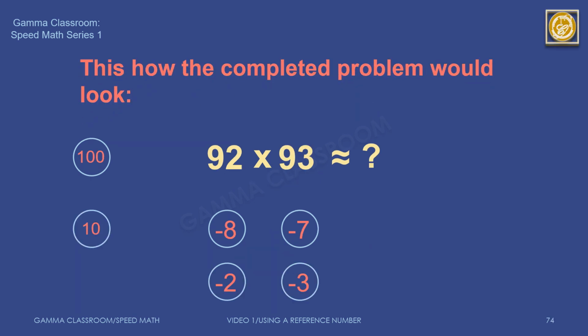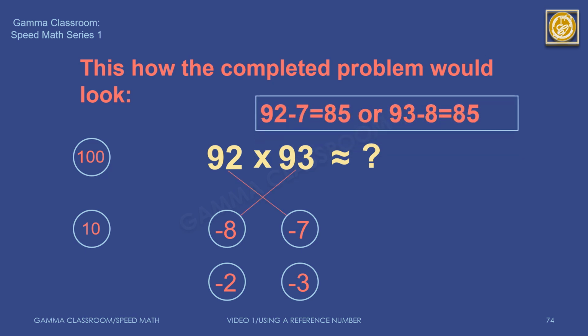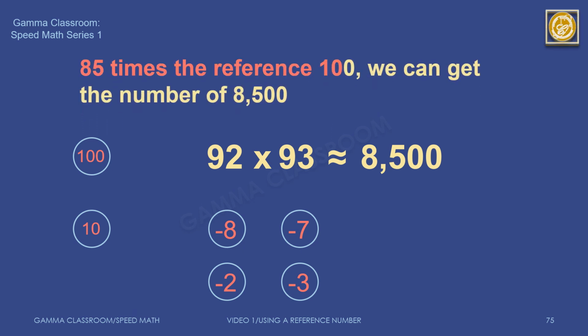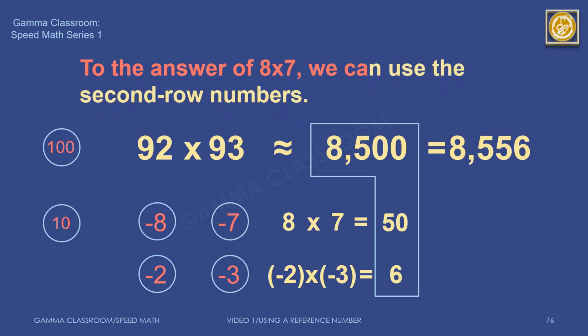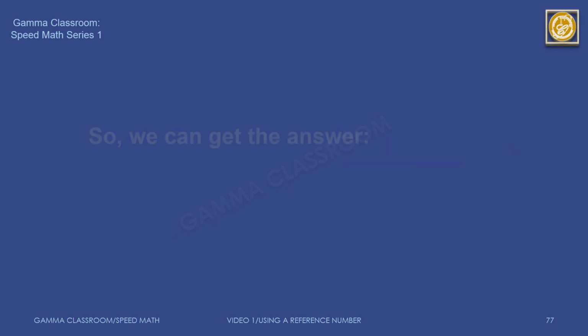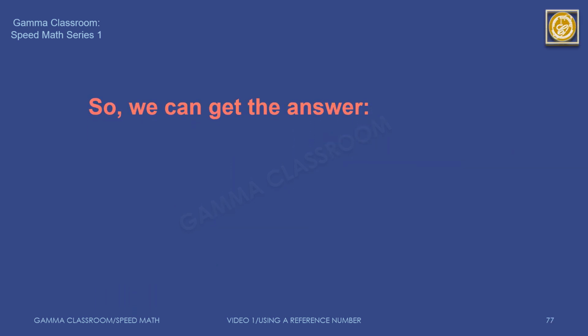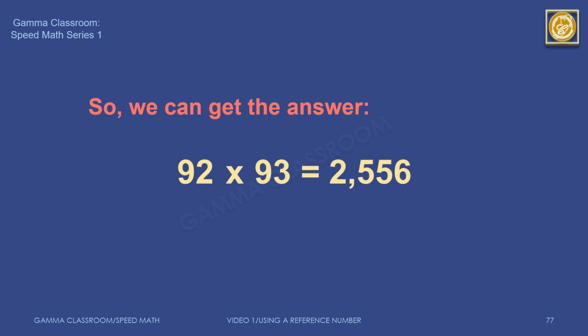This is how the completed problem would look. 92 minus 7 is equal to 85, or 93 minus 8 is equal to 85. Then, add the 85 after the equal sign. 85 times the reference 100, we get 8,500. To the answer of 8 times 7, we use the second row numbers. So, we get the answer: 92 times 93 equals 8,556.